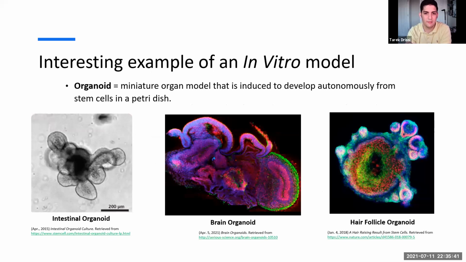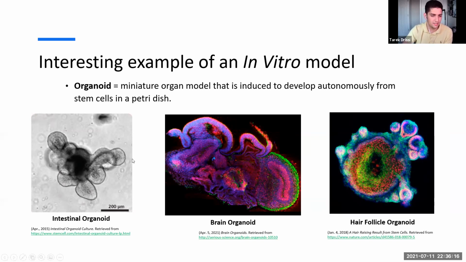Here's a very interesting example of an in vitro model. We call these organoids, which are miniature organs that are induced to develop autonomously from stem cells in a petri dish. What I mean by that is you add stem cells, which are cells that can develop into any cell type, into a petri dish, and you add protein signals or chemical signals to tell the stem cells to differentiate into an entire organ in a petri dish from one cell, which is crazy.